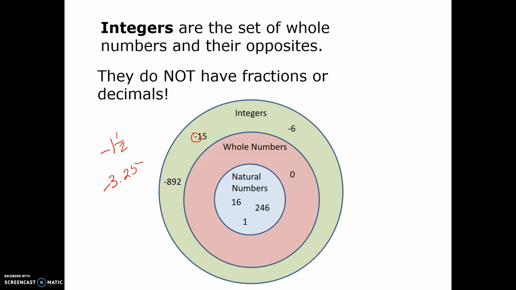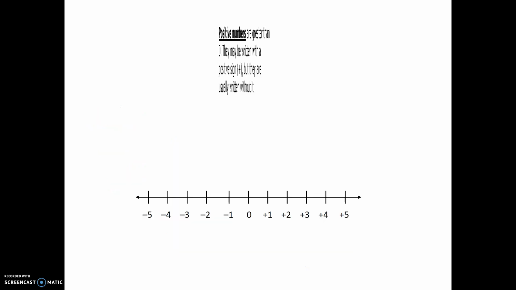They would be considered part of a bigger group, and if you want to, you can label it outside of your Venn diagram. These are called rational numbers. And we are going to discuss those in more detail in our fractions and decimals unit. So we don't need to worry about that so much right now. Let's just focus on our integer circle and how it relates to whole numbers and natural numbers.